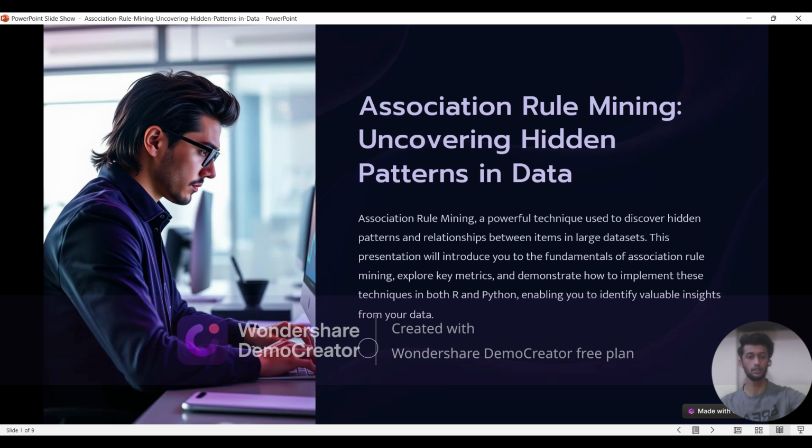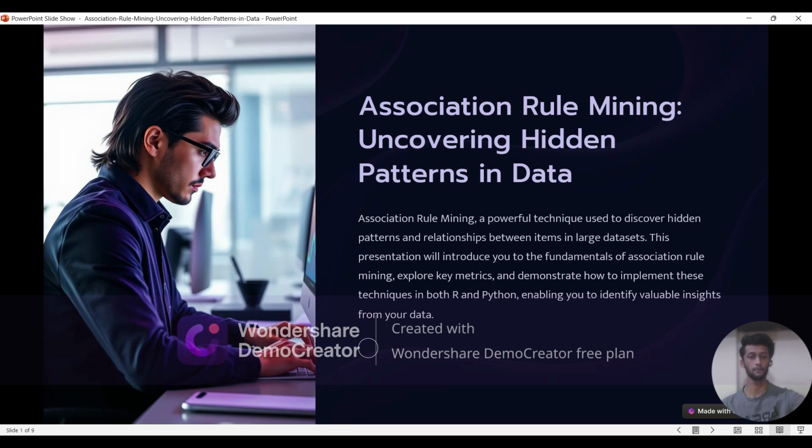Apriori algorithm. The Apriori algorithm is one of the most popular algorithms for mining association rules. It uses a bottom-up approach where it starts by finding individual items that meet the minimum support threshold and then extends those item sets to find larger item sets that also meet the support threshold.